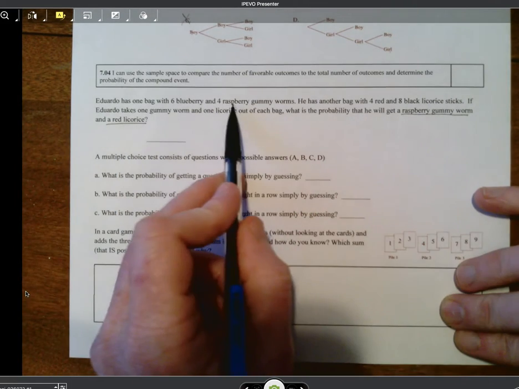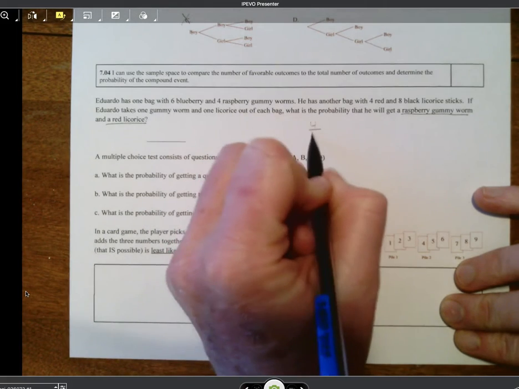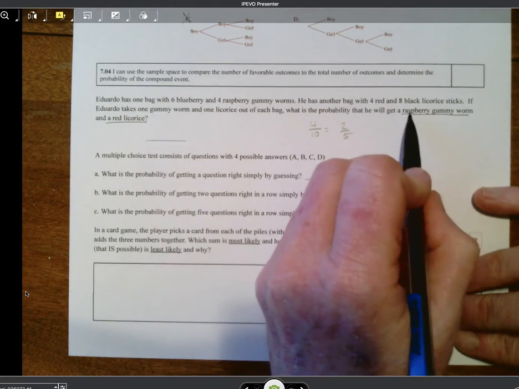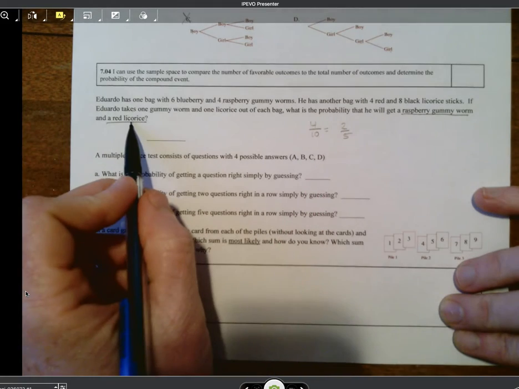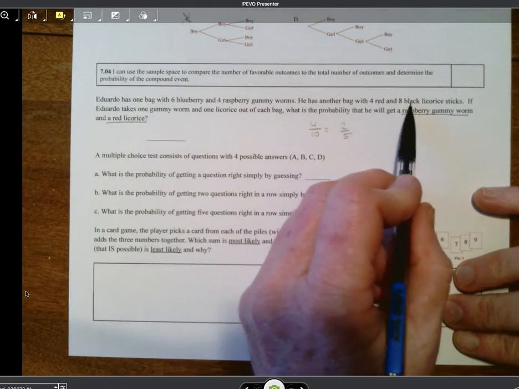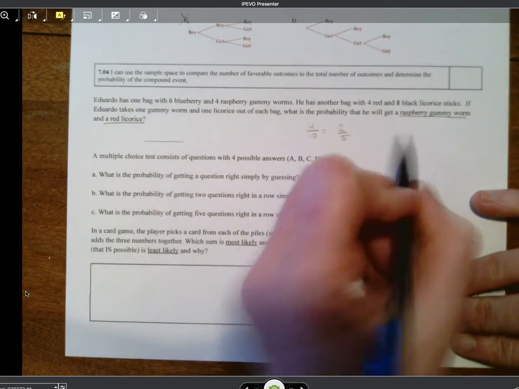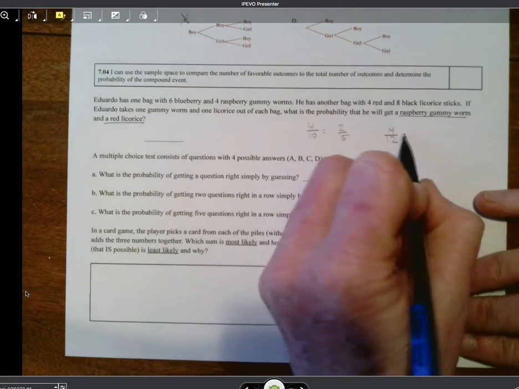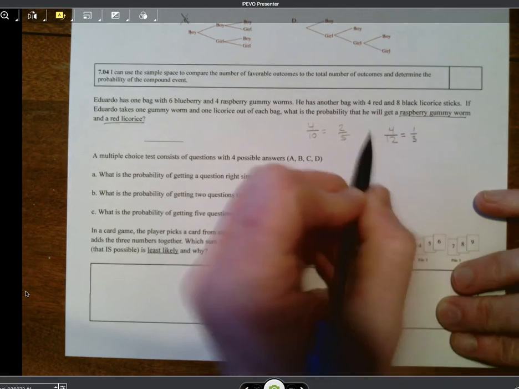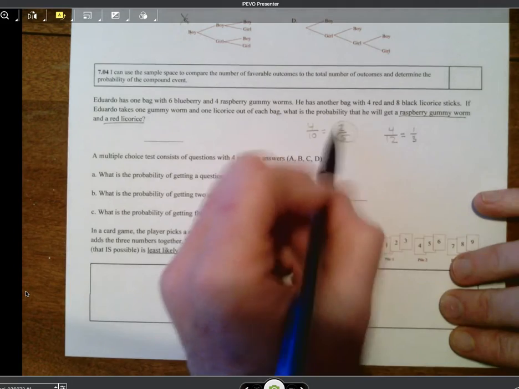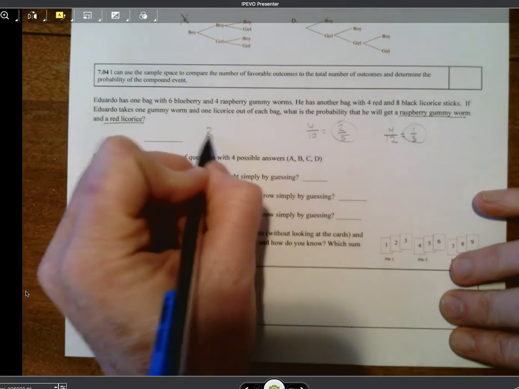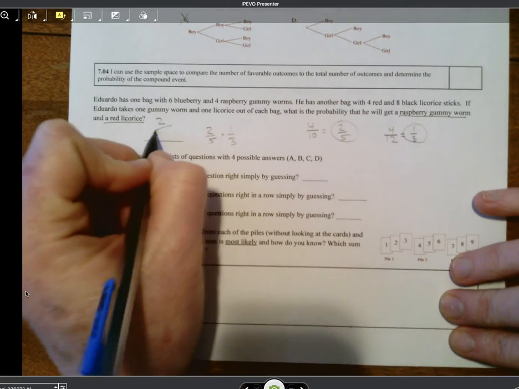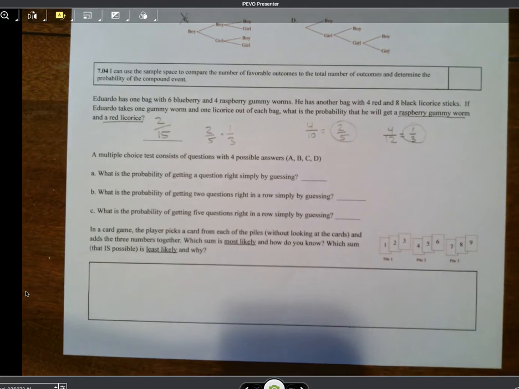So raspberry, there's 4 out of 10. So that probability is 2/5. So that's the probability of pulling a raspberry gummy worm. And then a red licorice. So red and black adds up to 12 total. And there are 4 red. So if we go ahead and reduce that fraction, it's 1/3. So to find a combined probability, we're just going to multiply these two. 2/5 times 1/3. So the probability is 2 out of 15.